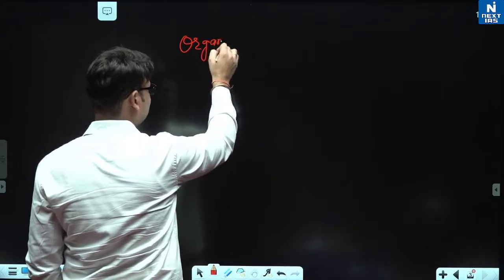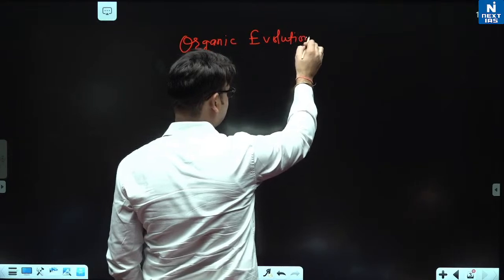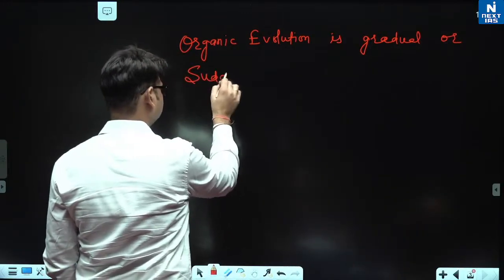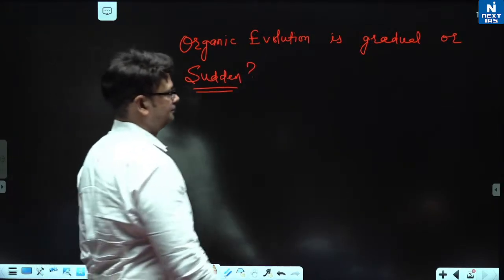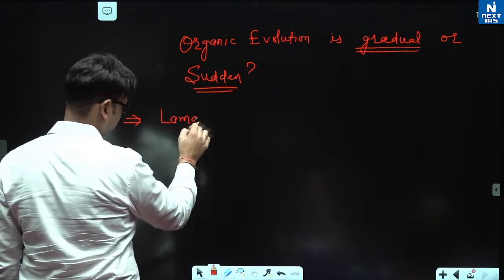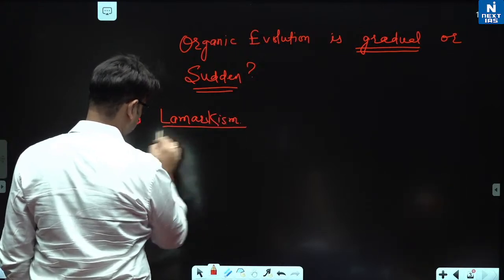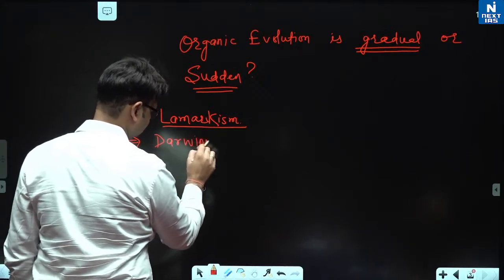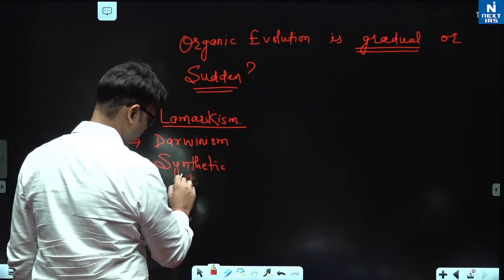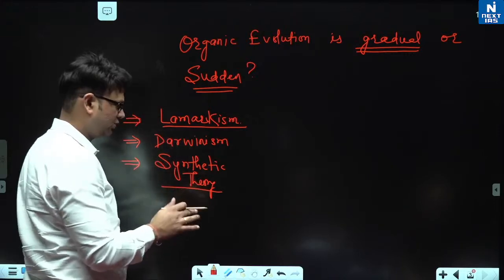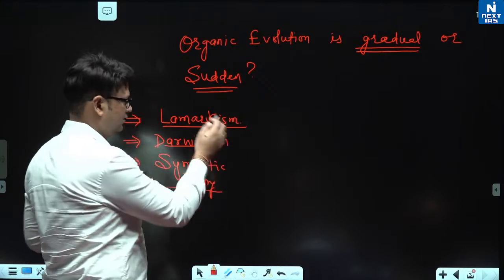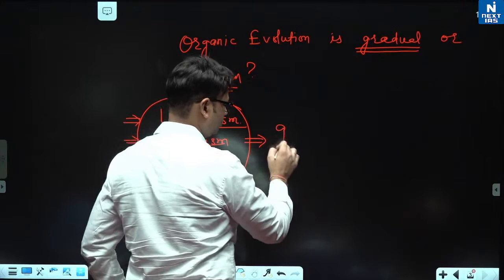So my question is whether organic evolution is gradual or sudden. See, Lamarckism, Darwinism, even the synthetic theory, these are the three main predominant schools of thought. Even before the synthetic theory and after Darwinism, there was Weismann's germplasm theory. All of these theories basically believe that evolution is a gradual process of change.